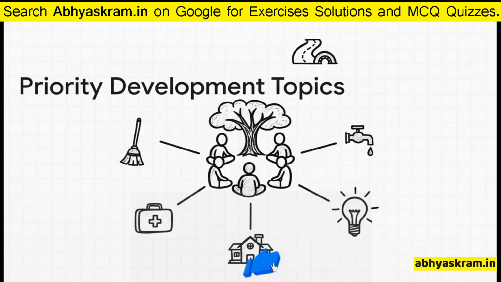So what kind of things get discussed? The absolute essentials. We're talking about the stuff that matters day to day. The condition of village roads, access to clean drinking water, sanitation, streetlights, schools for the kids, and local health services. The Gram Sabha debates and prioritizes these projects, so the work that gets done is what the community actually needs.